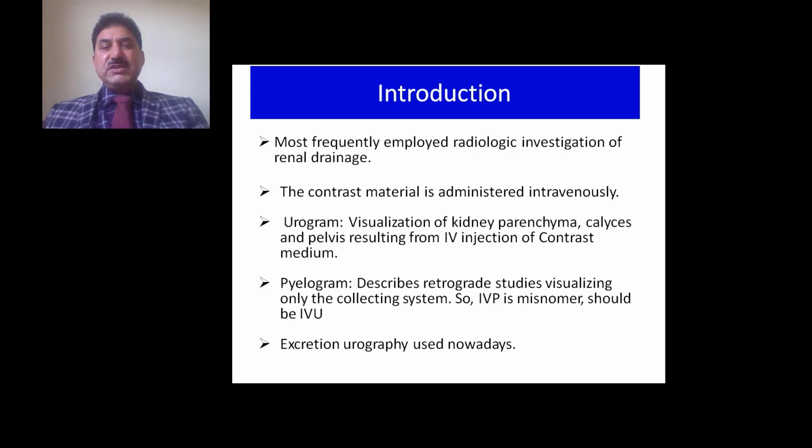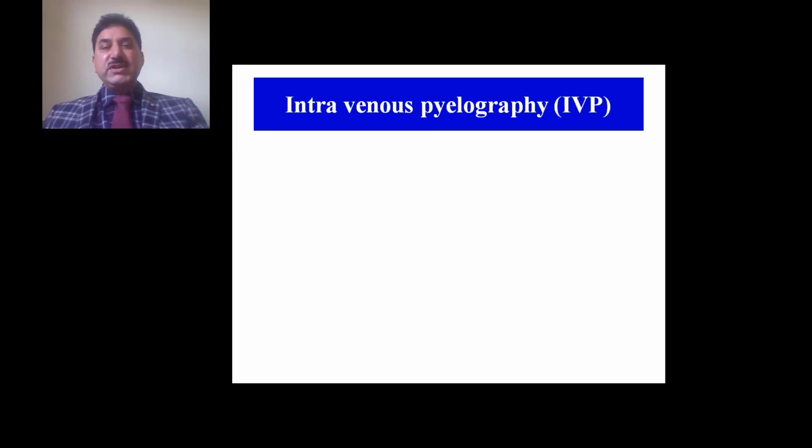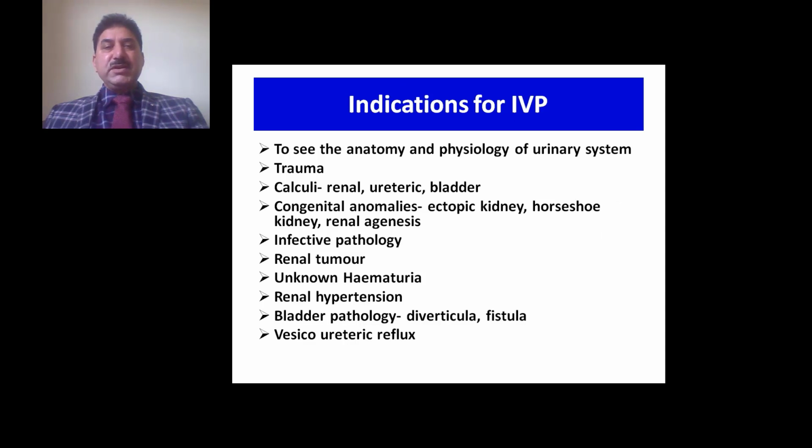Urogram is visualization of kidney parenchyma, calyces, and pelvis resulting from IV injection of contrast medium. Pyelogram describes retrograde studies visualizing only the collecting system. So IVP is a misnomer, should be IVU, intravenous urography, rather than intravenous pyelography. It is also called excretion urography. This term is commonly used nowadays.